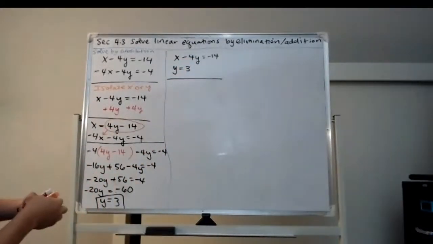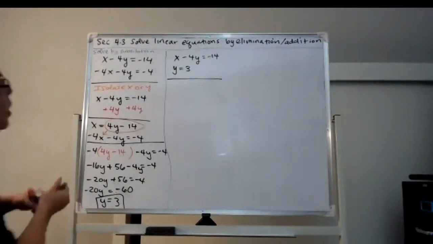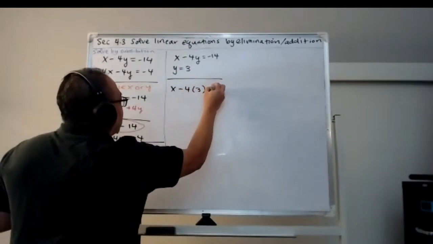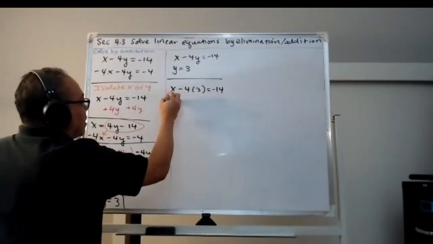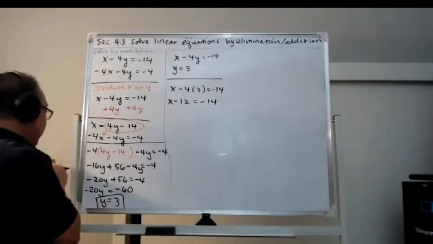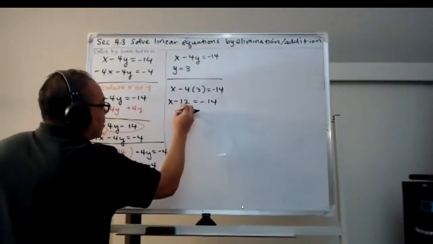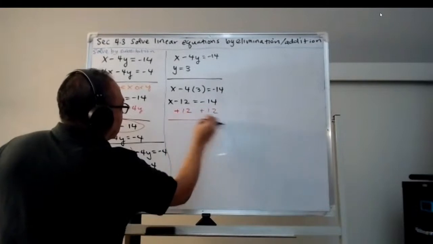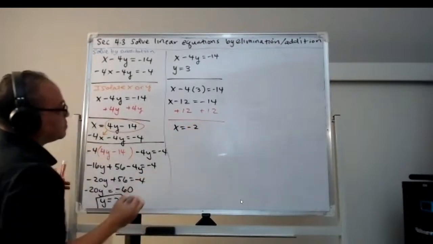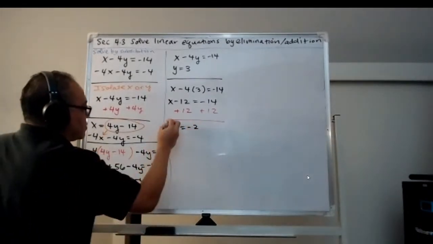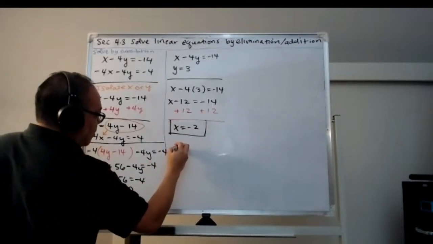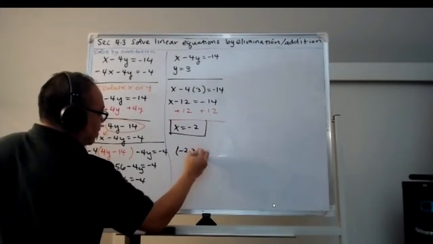Okay. So now we have x minus 4 times 3 is equal to minus 14. x minus 12 is equal to minus 14. And if I add 12 to both sides, we have x is equal to negative 2. So then our answer ultimately is negative 2 comma 3.